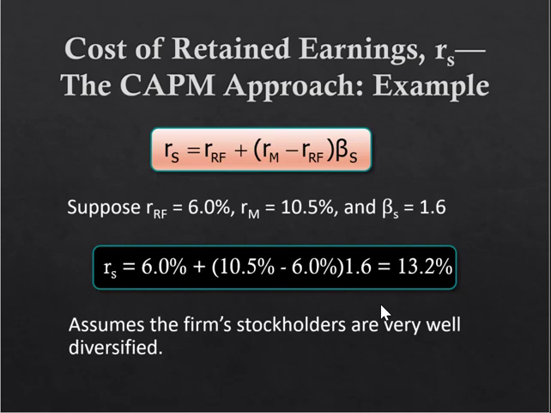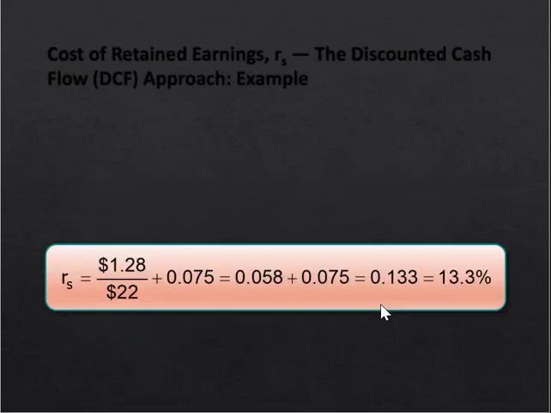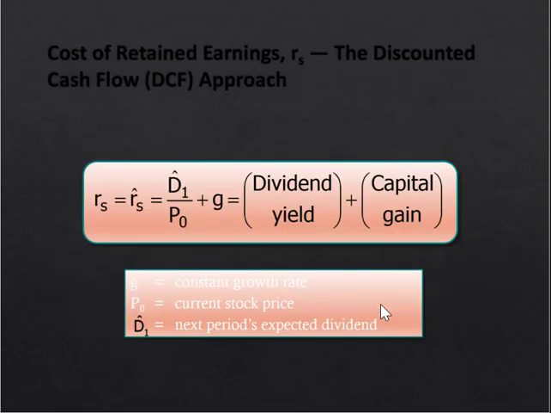And this assumes that the stockholders are well diversified so that this stock represents part of their portfolio, not their entire portfolio. Remember, you do not get compensated for the value associated with taking firm-specific risk, only well-diversified risk. The cost of retained earnings on a discounted cash flow approach is the same calculation when the stock market is in equilibrium, and that's going to be the dividend yield plus the expected capital gain on the asset.